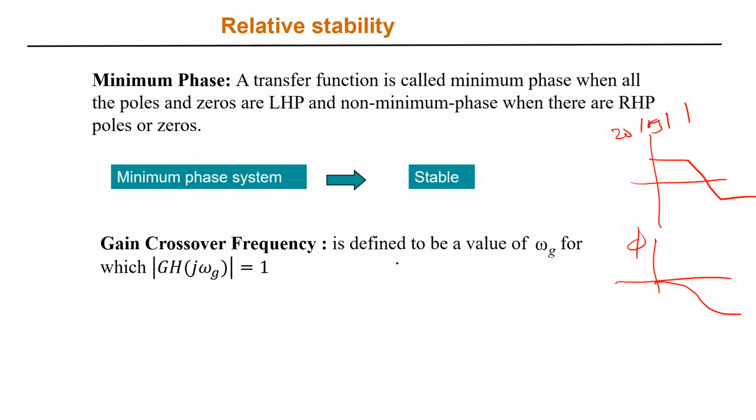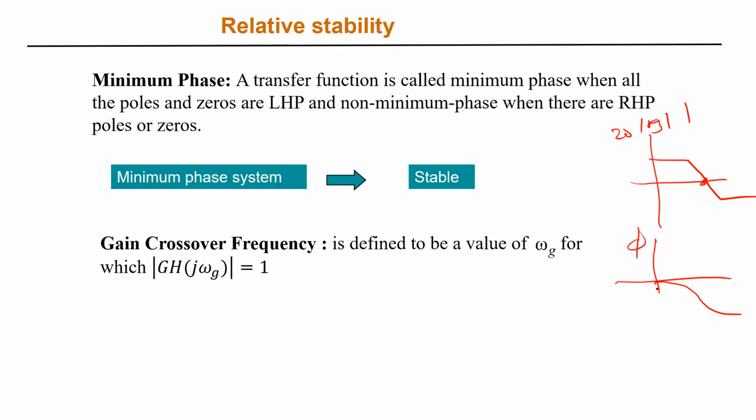So the gain crossover frequency, what does it correspond to in the magnitude plot of the Bode plot? It corresponds to 0 dB. Exactly, because I take 20 log of 1, which will be 0. So I'm looking at this point. This is my gain crossover frequency.